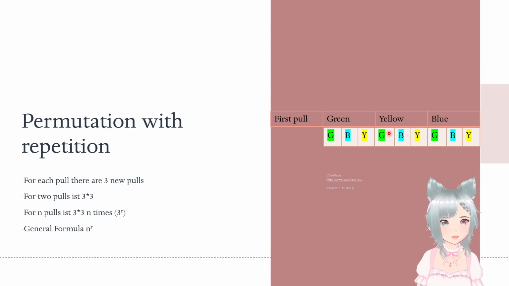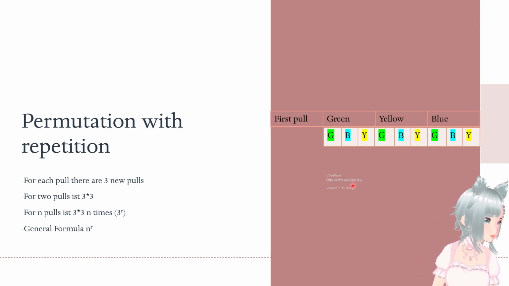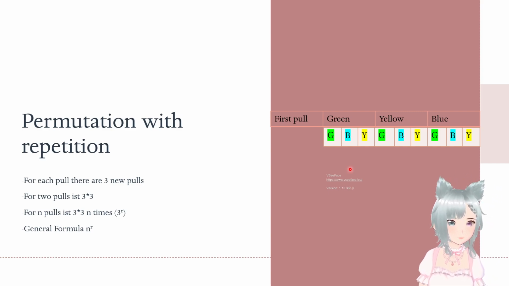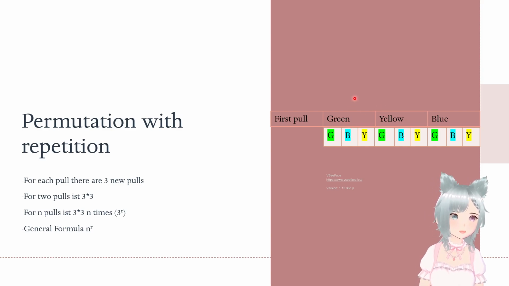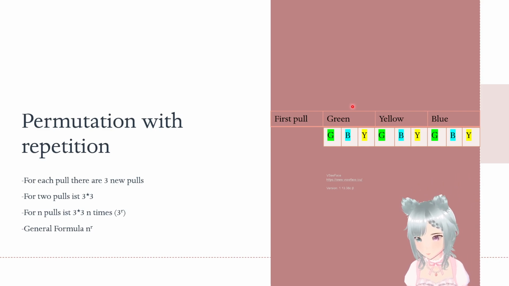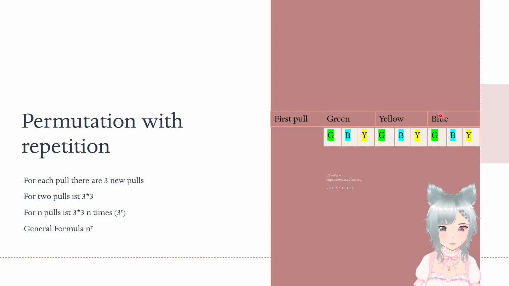Since we put them back in, we can also draw them again, and the chances for them to appear again always stay the same. They're not getting lower, since there are always only 3 balls in the bowl, and we don't add any balls and we don't subtract any balls. So for the first pull, we have 3 different options. Then for each of these pulls, we have 3 different options again.